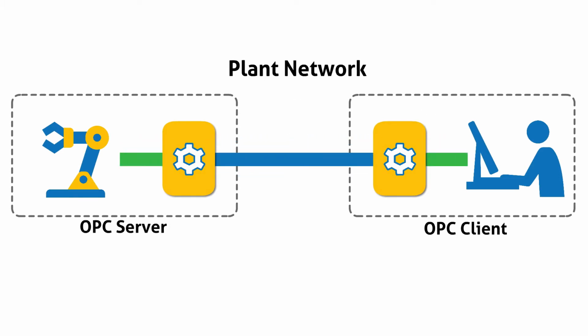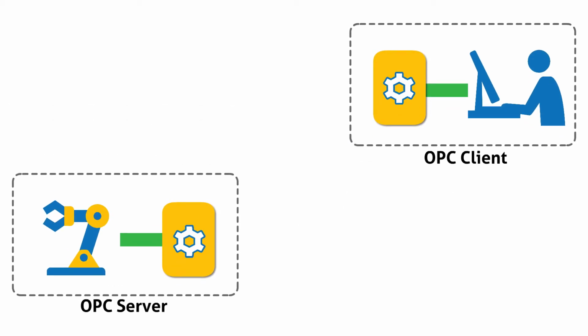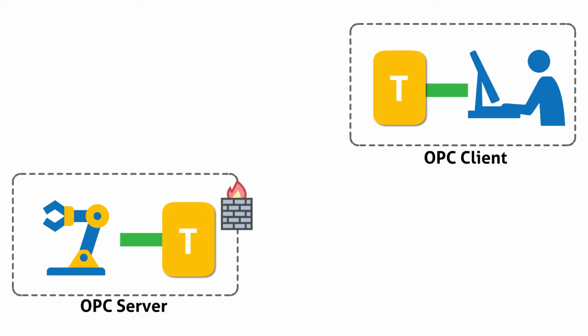Not only does the DataHub fix OPC networking within your plant, it also provides a secure way to access your data from outside the plant network. So first, let's look at how traditional tunnelers attempt to do this.